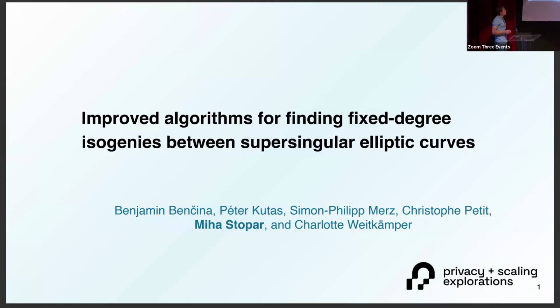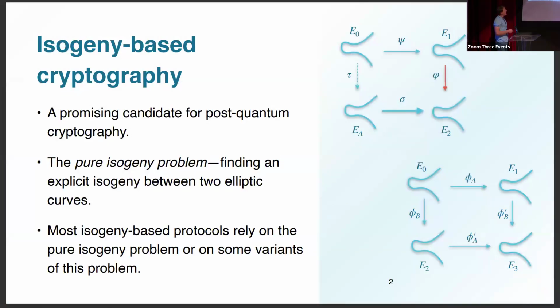Thanks. My name is Mija Stopar, and this talk will be about improved algorithms for finding fixed degree isogenies between supersingular elliptic curves. This is joint work with Benjamin Bencina, Peter Kutas, Simon-Philipp Merz, Christophe Petit, and Charlotte Weitkämper. Why is it important to study algorithms to find isogenies between curves? Because most isogeny protocols are based on the problem that it's difficult to find an isogeny between two curves, or some variant of this problem.